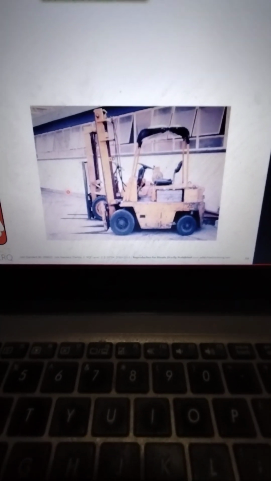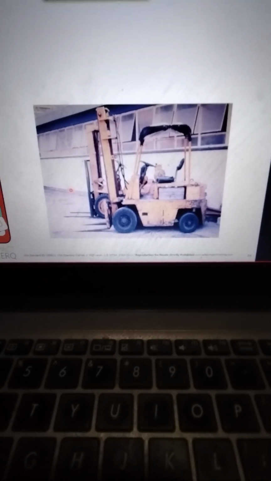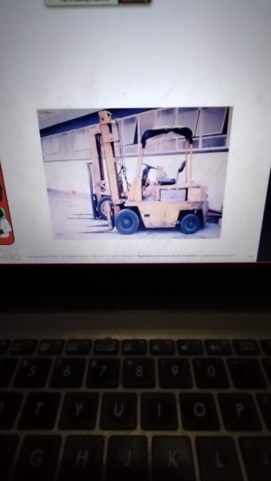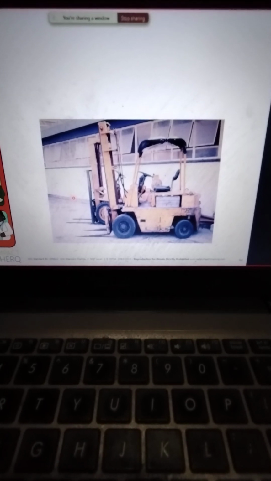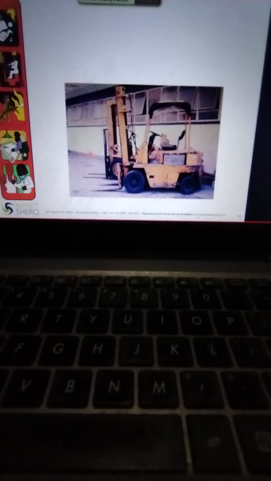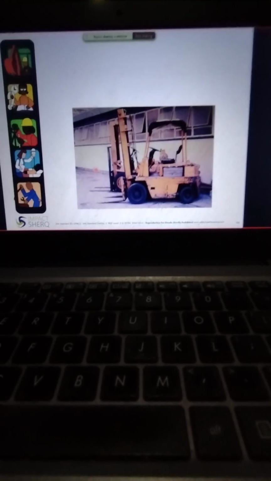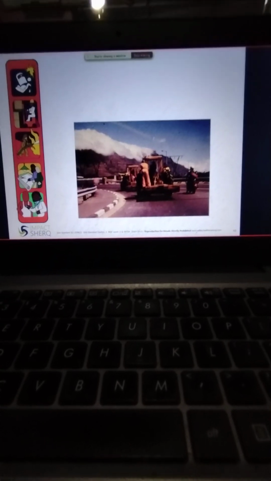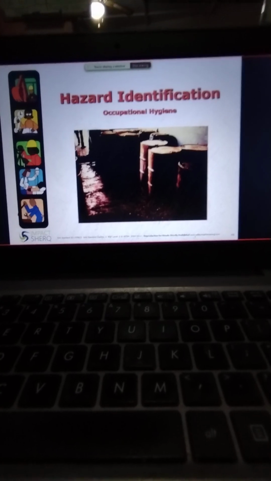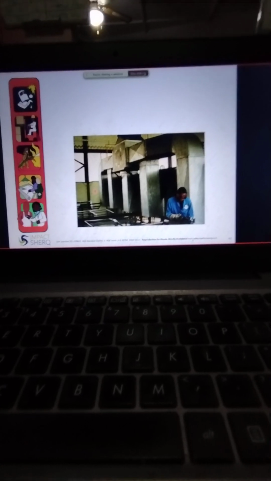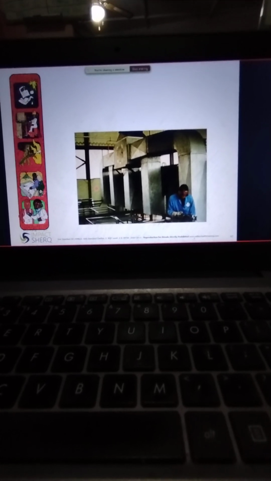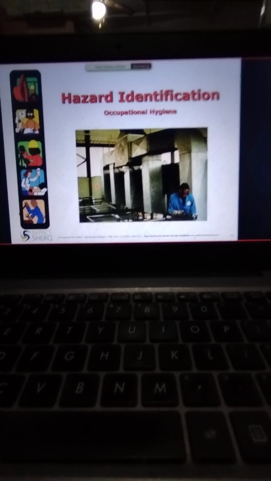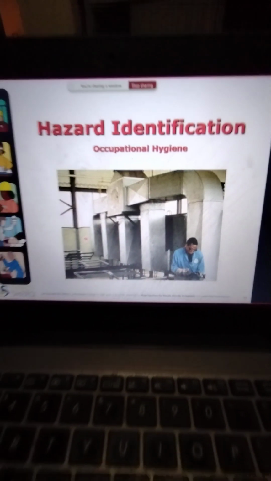We'll be looking at mechanical and even transportation or moving of goods. Here is a forklift. Forklifts have to be inspected and checked, and we'll be looking at all of these elements so as to make sure that people are safe at the workplace. All of this, ladies and gentlemen, is what we'll be looking at from module 2, 3, 4, 5, 6 and 7. We'll be looking at issues to do with occupational hygiene.